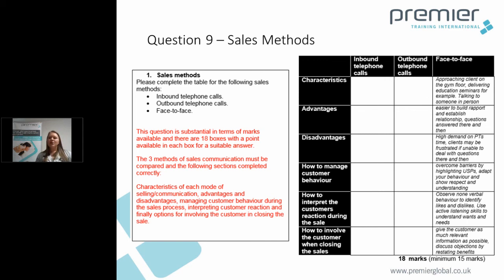This question requires you to look at inbound telephone calls, outbound telephone calls, and also face-to-face selling. For each one, you need to explain the characteristics, the advantages, disadvantages, how to manage customer behaviour, how to interpret the customer's reaction, and how to involve the customer during closing the sales. Now, all of this information is contained within your manual, but it isn't in a table format.